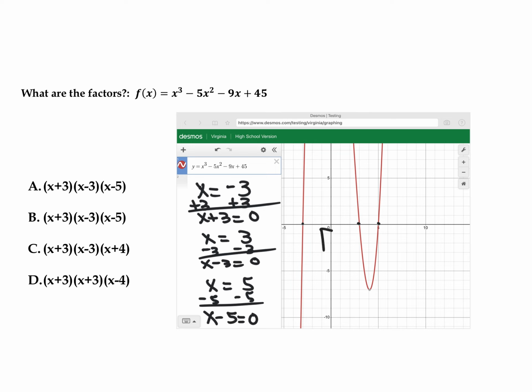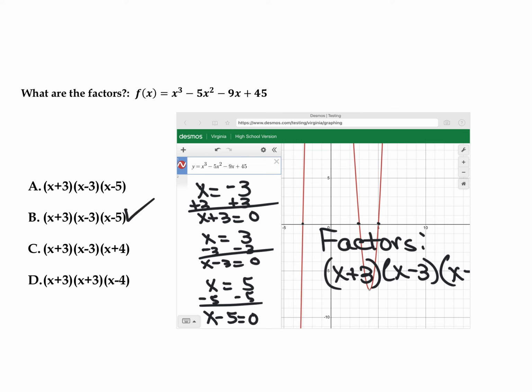Therefore, my factors are going to be x plus 3 times x minus 3 times x minus 5. And the correct answer would have been answer B.